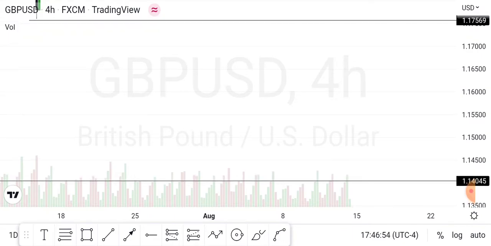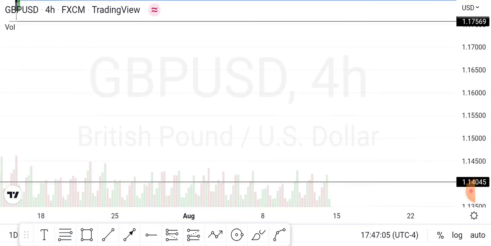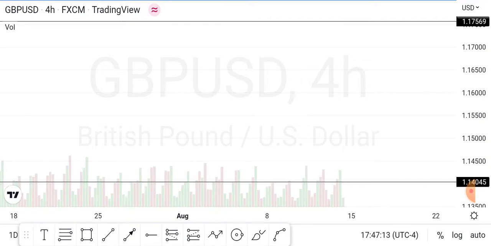Now guys, there's so much confusion and so much misconception about liquidity and inducement, but let me tell you, they are not the same. They are different. You understand?